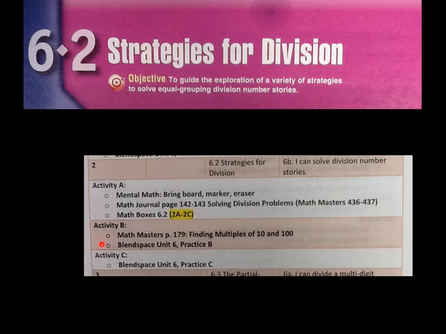Activity B, you have a Math Masters to do with finding multiples of 10 and 100, and then you go on to Blend Space, practice B. Activity C, you go on to Blend Space right away to practice C.